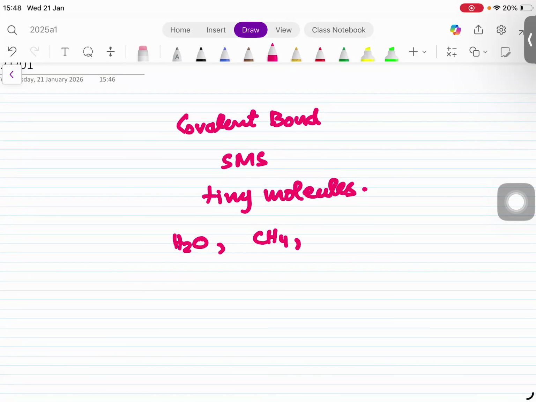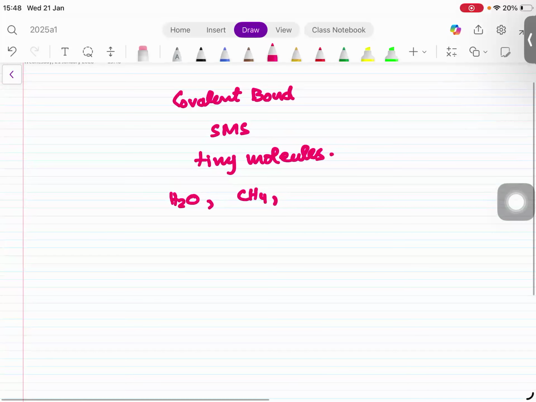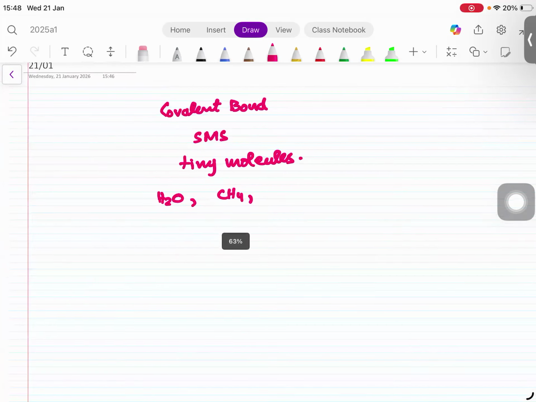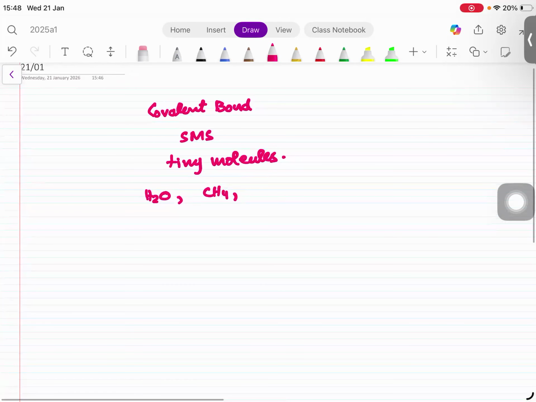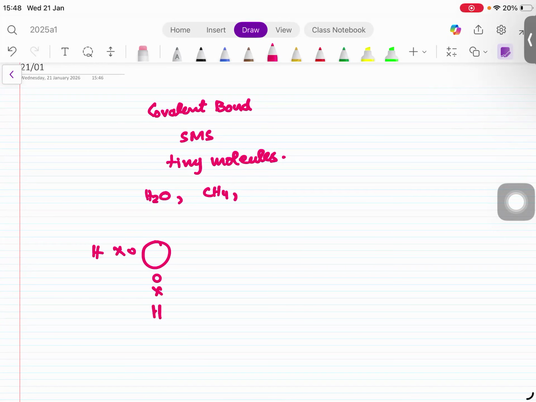Today we are continuing with the molecules for which we had the dot and cross diagrams. Today we are going to see the shapes of those molecules. Let me give you an example. For example, we had the dot and cross diagram for water like this. Okay, so this is the dot and cross diagram for water.